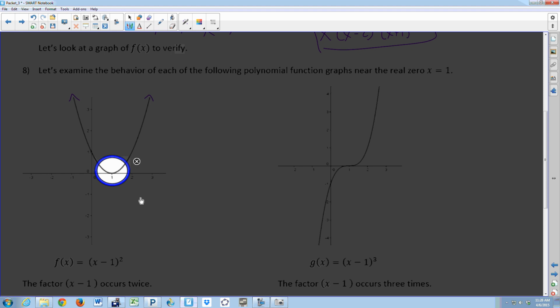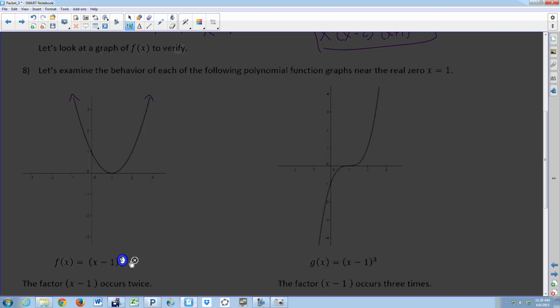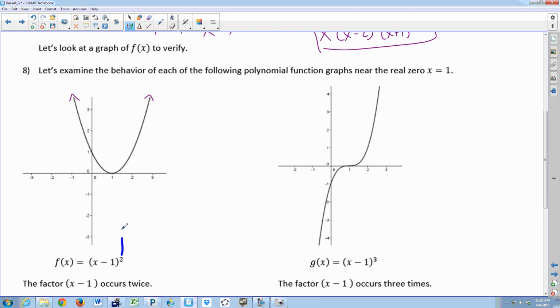It looks like it would be a parabola if you just zoomed right in there. That tells you something about the factor right here, x minus 1. If you put a 1 in here, you get a 0. It tells you that the exponent at that 0 right there is a 2, because it looks like a parabola.